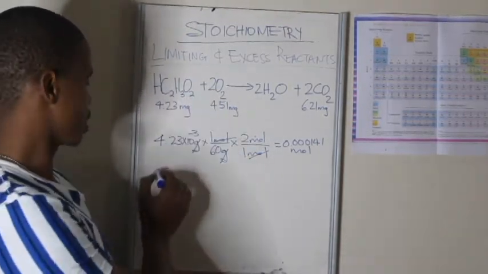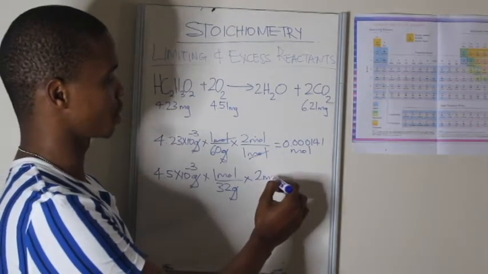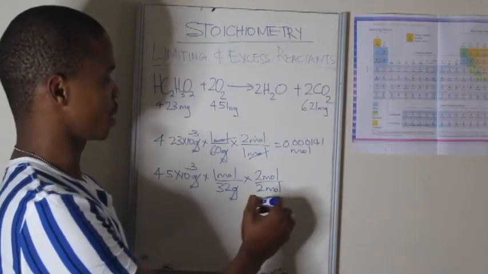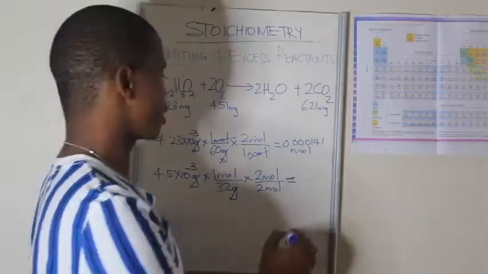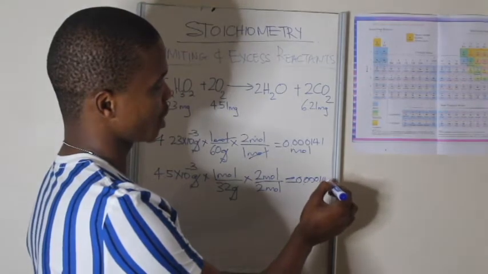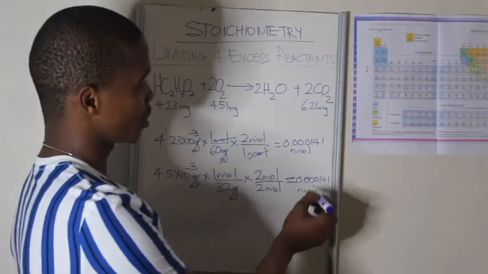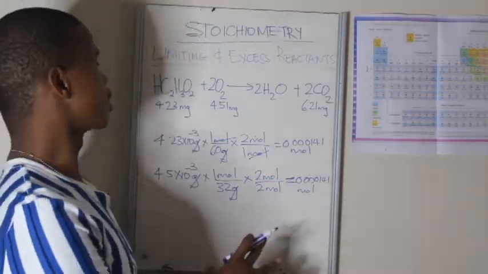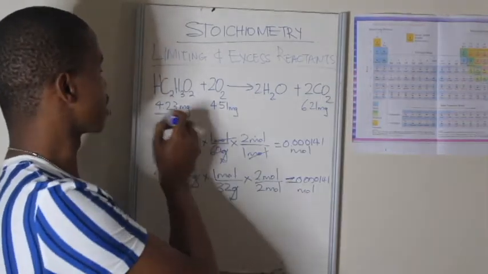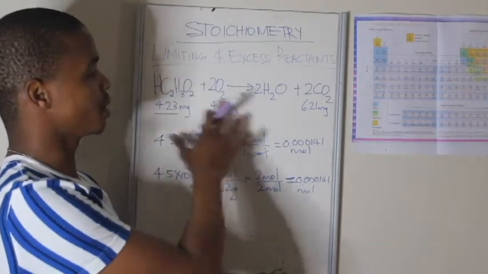And if you look at oxygen, for 2 moles of carbon dioxide, there's 2 moles of oxygen. Then this gives us 0.00141 mole of carbon dioxide. So if you look at this, this means carbon dioxide depends on both if you have these amounts.